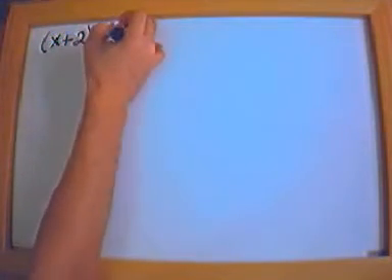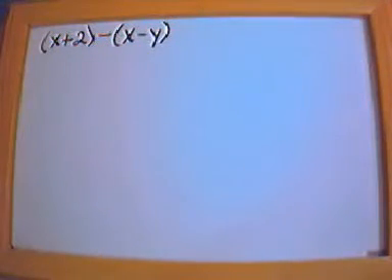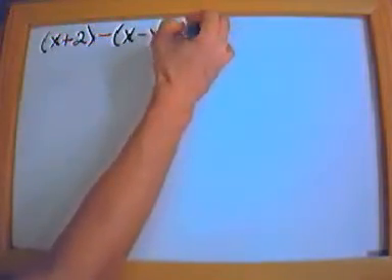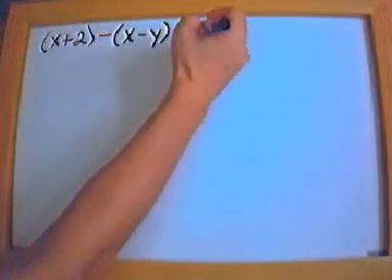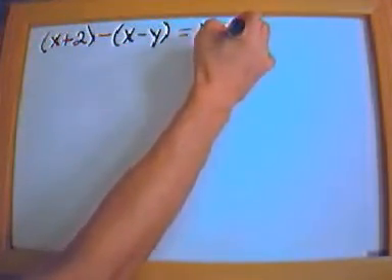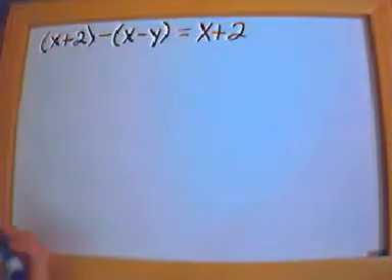Okay, let's say we have something like this: (x plus 2) minus (x minus y). And I want to simplify that into something useful. Well, this is equal to, there's nothing multiplied by the x plus 2, so I'm going to just write x plus 2 down again. I'm not going to change anything. I'm just not going to put the parentheses there. They're really not needed since there's nothing being multiplied out here.